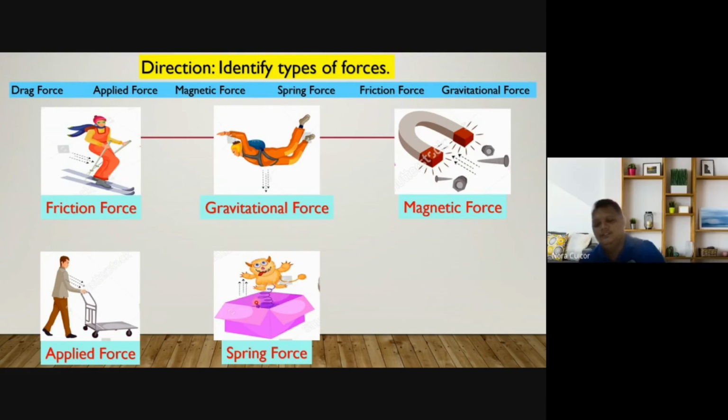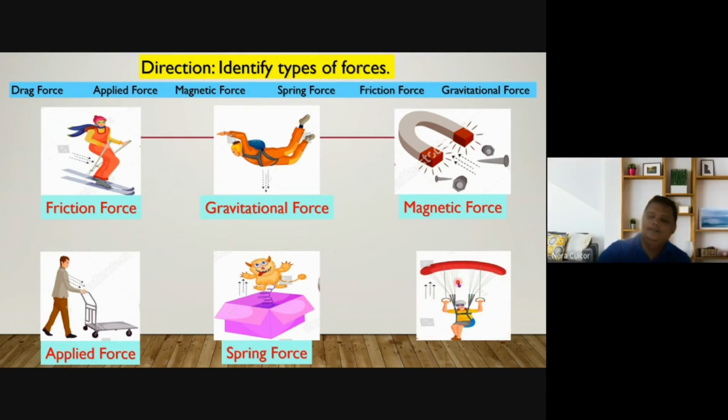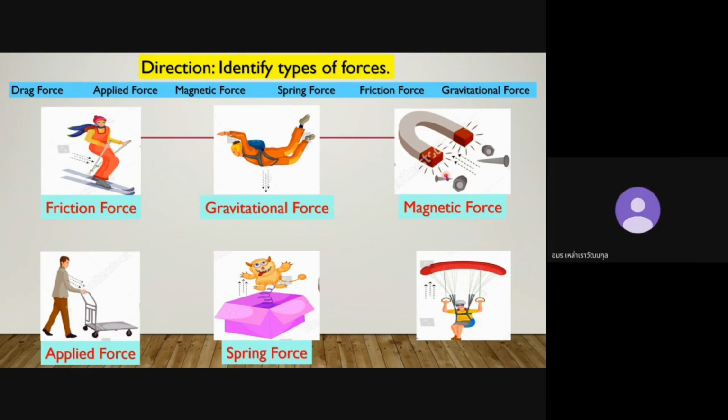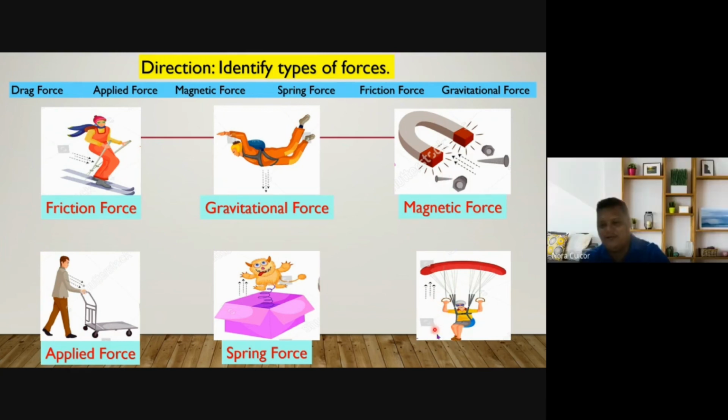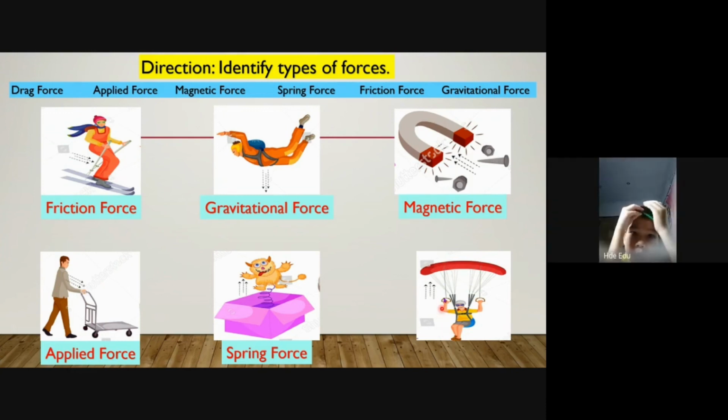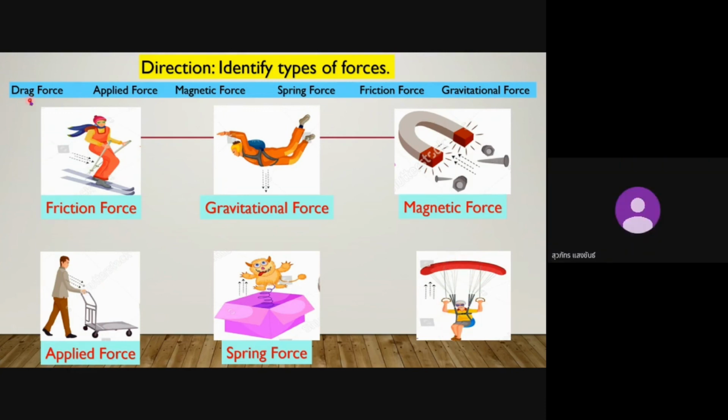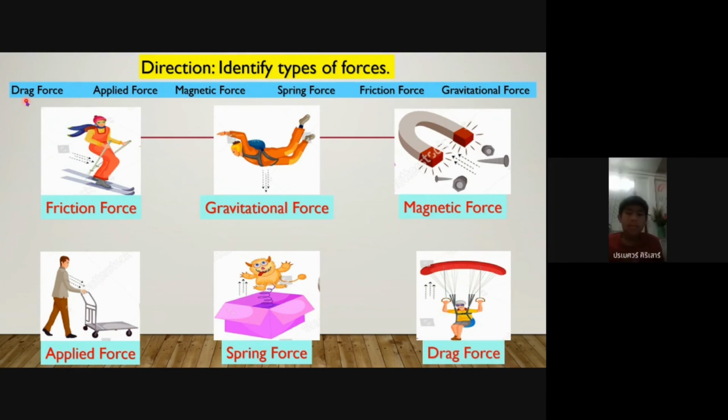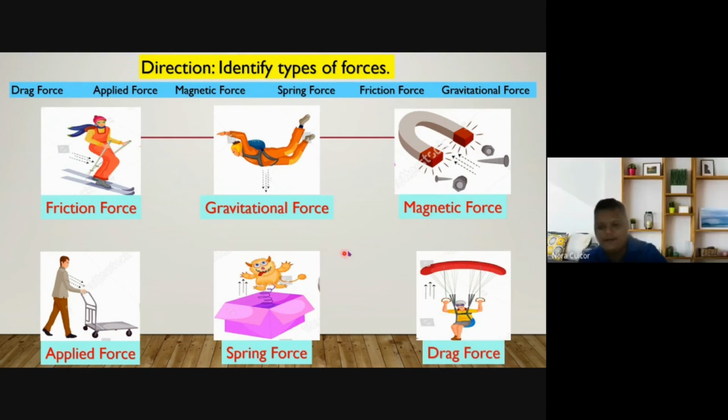Okay. Next one. The man is riding a parachute. You call this one a parachute. Look at this one. The airflow is going up and the parachute is going down. So it creates a drag force. Drag force. Okay, drag force.